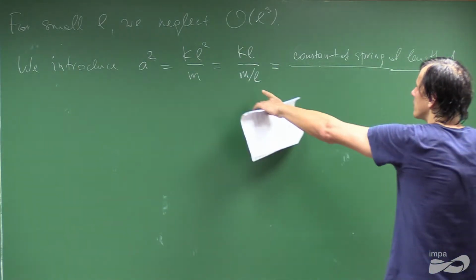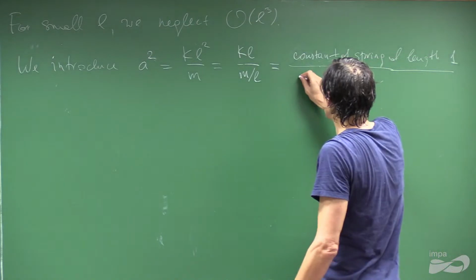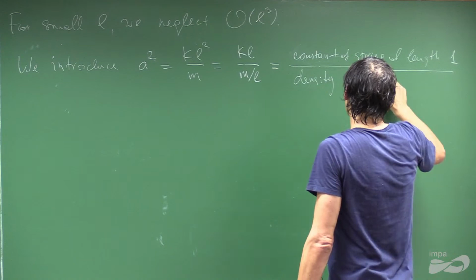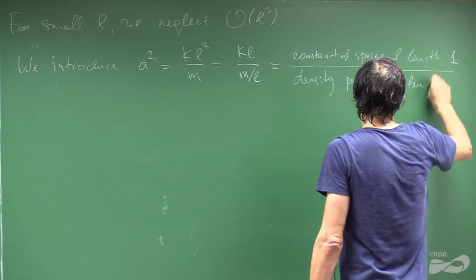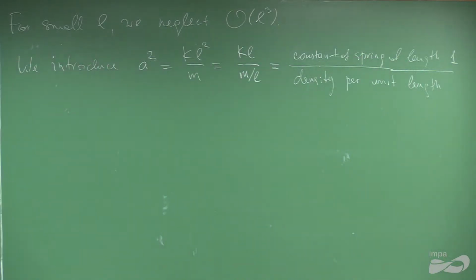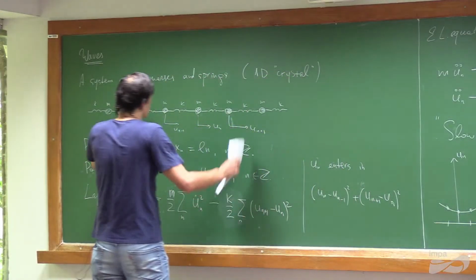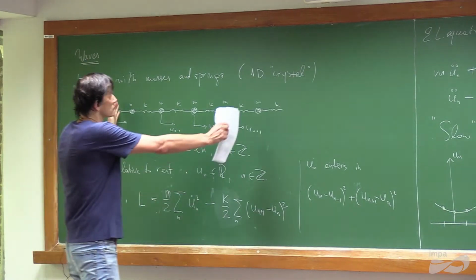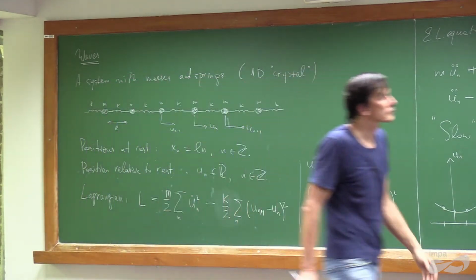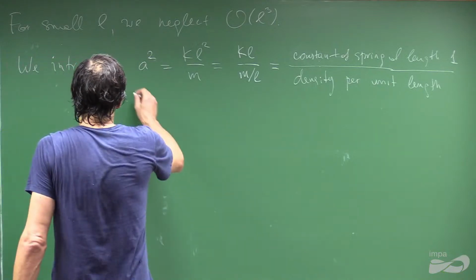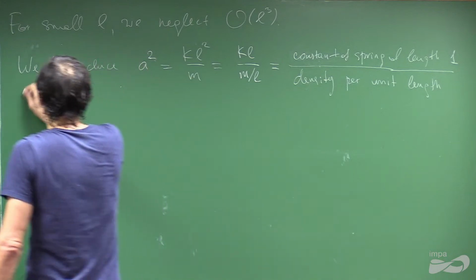And mass divided by length is a density per unit length. 1 over L is how many masses are on a unit length. So m divided by L is the mass on the unit length of the system. So this is a definition. We will call it sound speed.